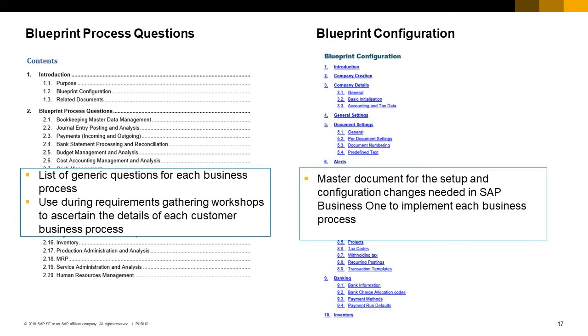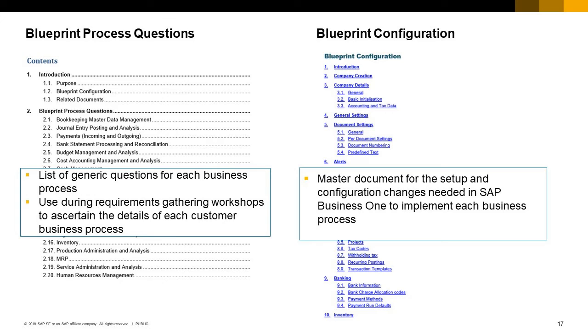The blueprint process questions and the blueprint configuration are key implementation documents for SAP Business One. Like all AIP documents, they are provided as templates, and you can edit, extend, and configure them for your use. These two documents work hand in hand.